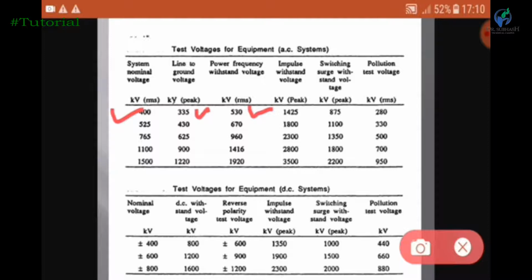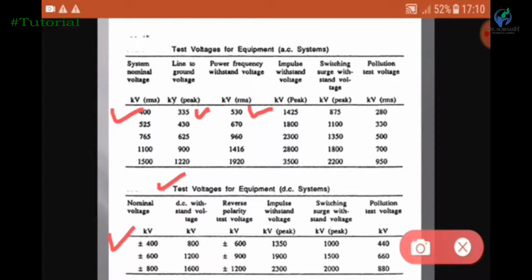So these are the voltages for AC systems. Now test voltages for equipment in DC system. Nominal voltage in the first case is plus or minus 400 kV. See here voltage is plus 400 or minus 400. So the DC withstand voltage will be 800 kV. It means almost double the nominal voltage because it is plus or minus 400.